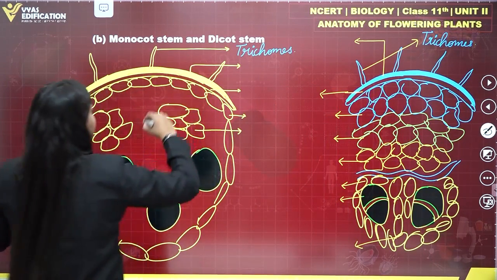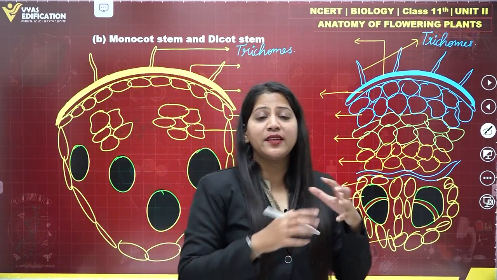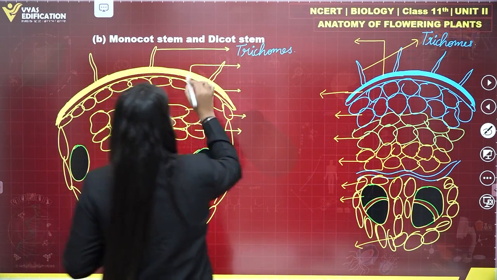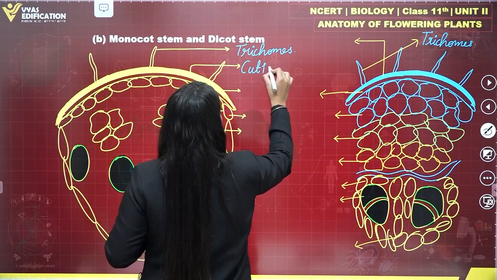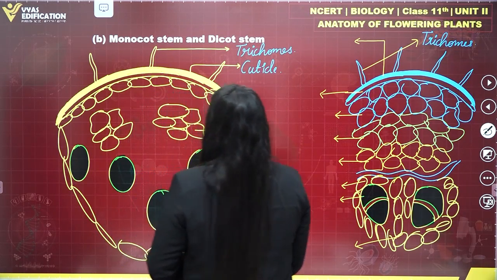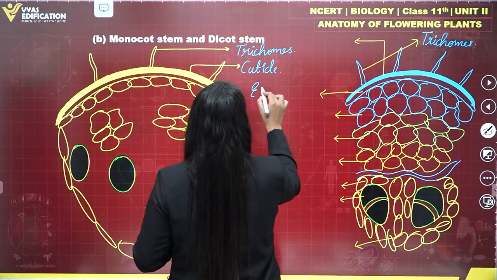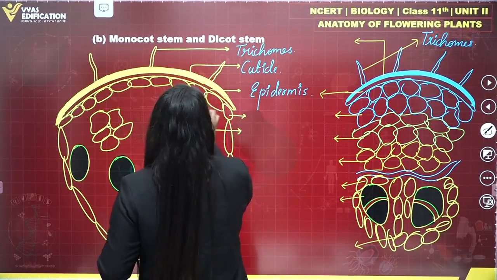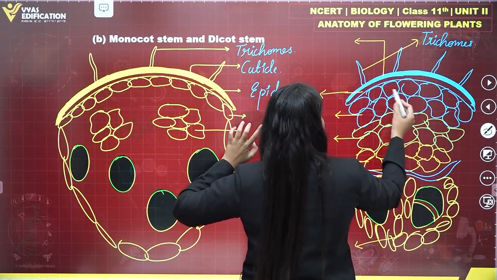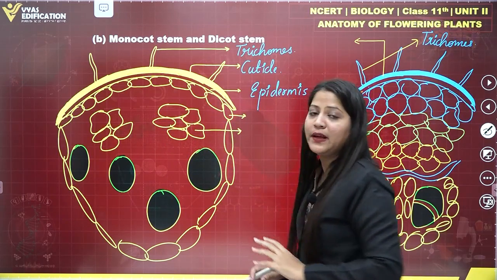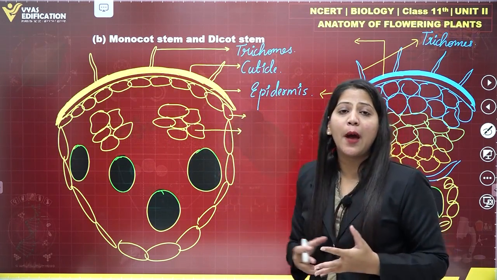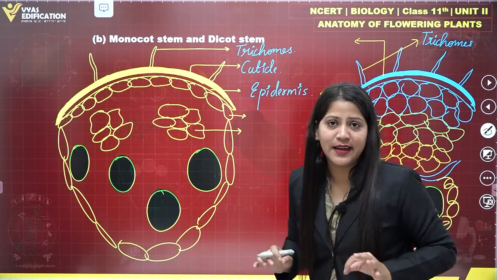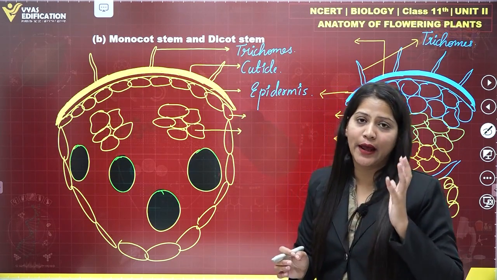Then, the first, extra layer present in the stem is cuticle. You must have heard about cuticle. This layer is cuticle. Then next to cuticle, we have epidermis. So in this diagram, this one layer, and in this diagram, this one layer, is representing the epidermal layer, epidermis. Outer to epidermis, there is the presence of cuticle as an extra layer, and also in the stem, we have hair-like structures which are known as trichomes, right?